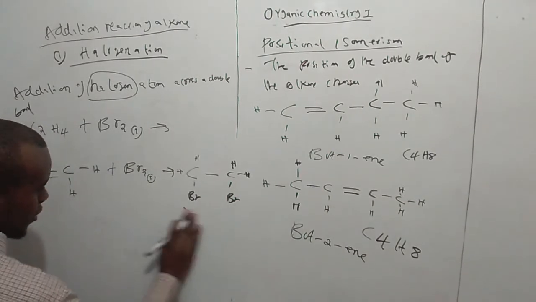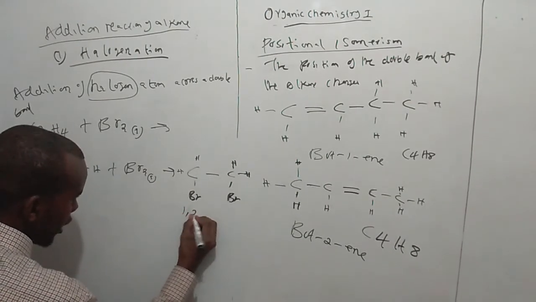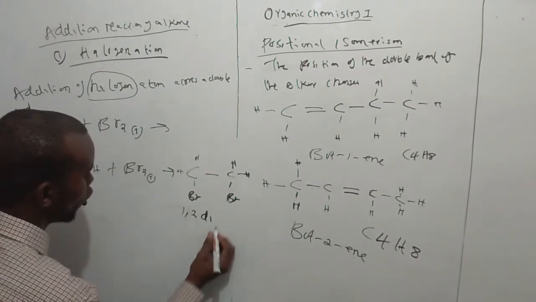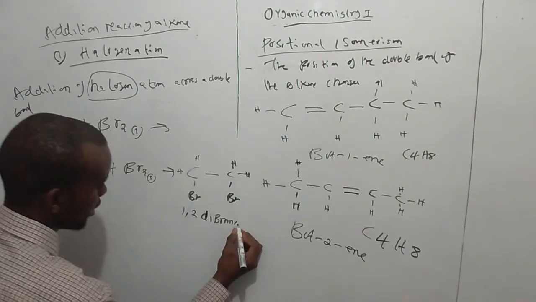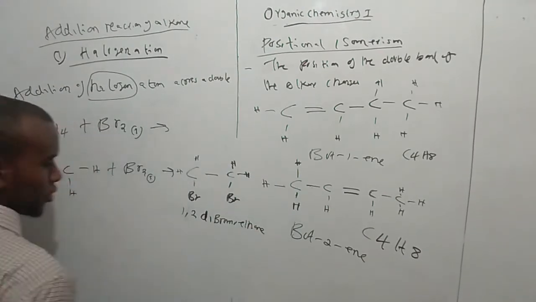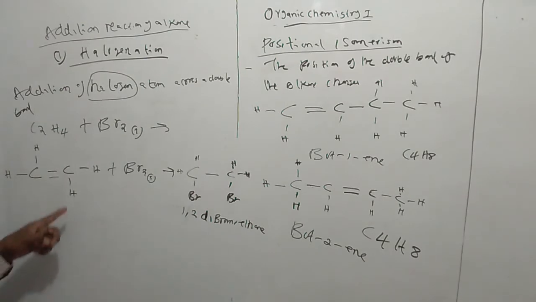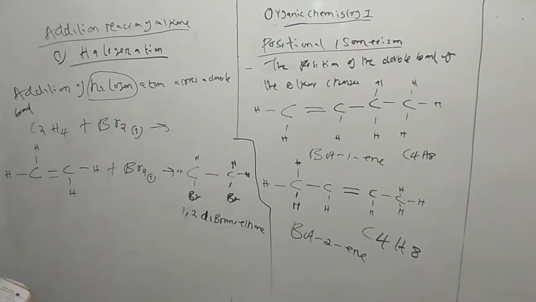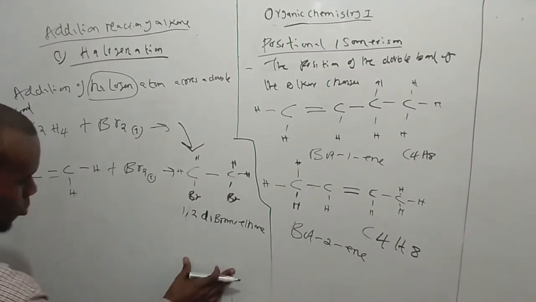So it means we have 1, then to differentiate the numbers, we can use a comma: 1, comma, 2. Since there are 2 bromines, we can say dichloro. Sorry, dibromo. Now we can say ethane. You see now, with the help of this structure, we are able to name the compound. We are going to have the name 1,2-dibromoethane.